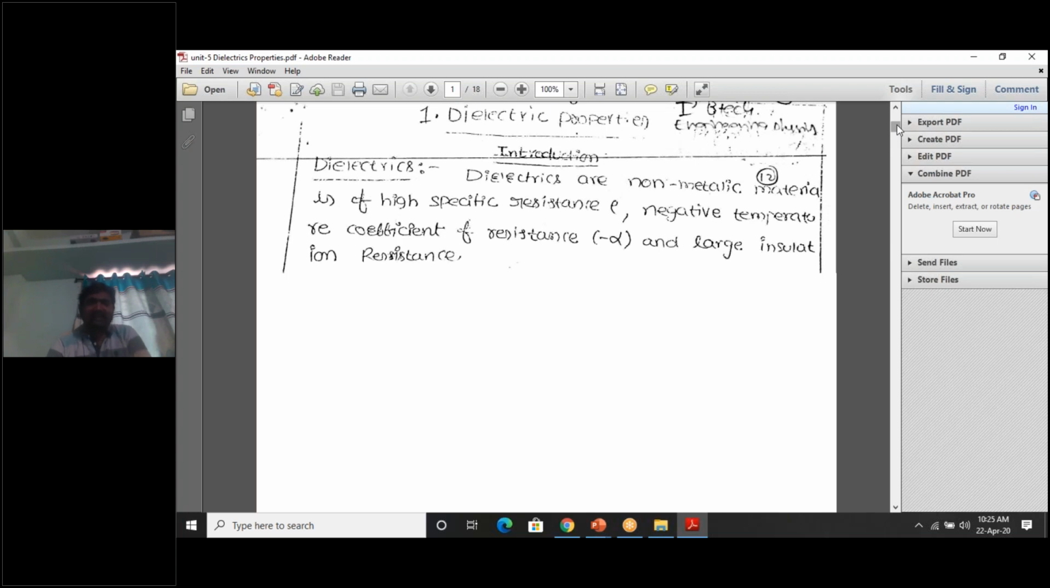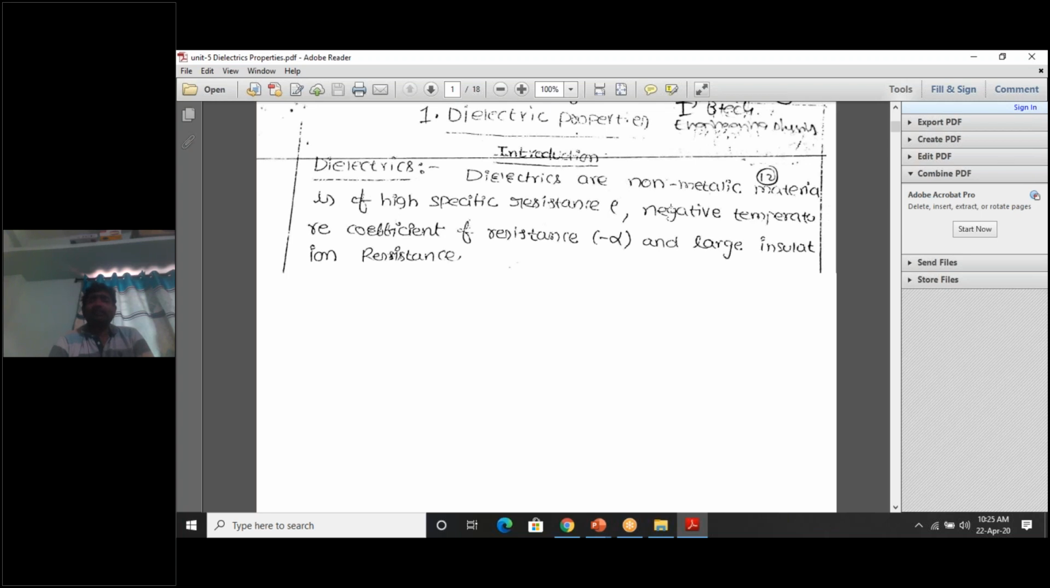Now we will see exactly what dielectrics are. Dielectrics are non-metallic materials. Non-metallic means the opposite of metallic. What is metallic? A material which allows the flow of electrons. What is non-metallic? Which doesn't allow the flow of electrons. So dielectrics are non-metallic materials of high specific resistance, rho. You know specific resistance rho from Ohm's law in intermediate.